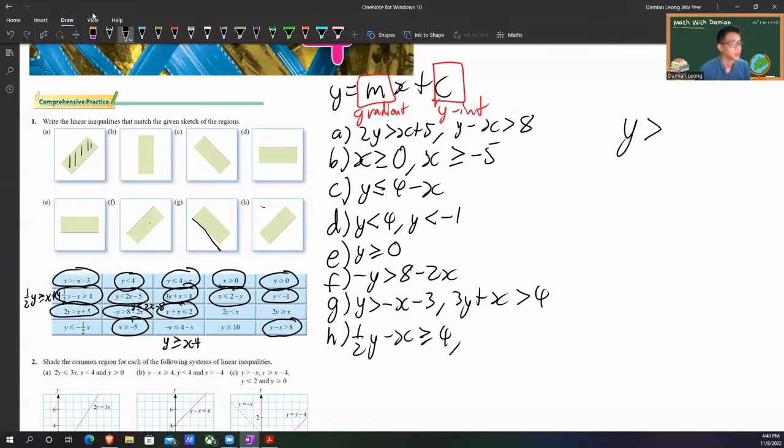y plus x less or equals 2. Bring over the x is negative. So negative gradient going down. Less below equals solid line. So solid line going down, shaded below. Solid line going down, shaded below is C. Okay. So it's y plus x less or equals 2.